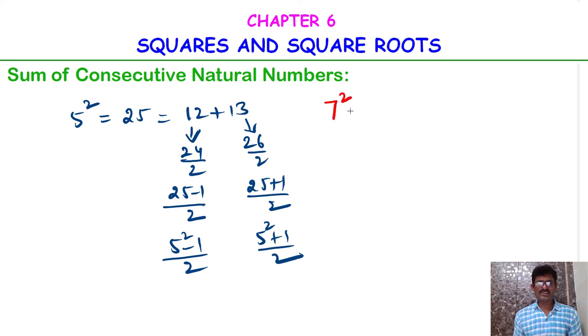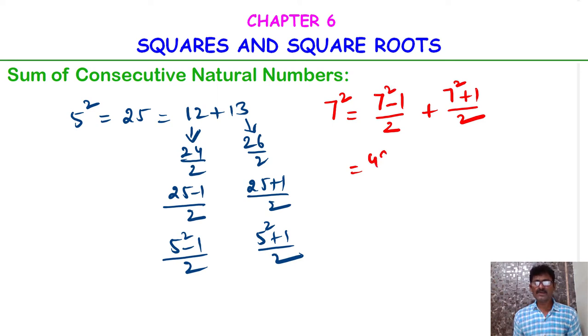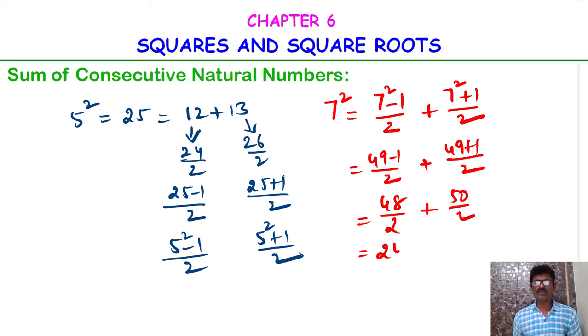Now if we take 7 square, so that will be equal to 7 square minus 1 by 2 plus 7 square plus 1 by 2. You can write like this. So this is equal to 7 square means 49. 49 minus 1 all over 2 plus 49 plus 1 all over 2. So this is equal to 49 minus 1 means 48. So 48 by 2 plus 50 by 2. So this is equal to 24 plus 25. So these are the two consecutive numbers which can be written as 7 square. So 7 square can be written as 24 plus 25.